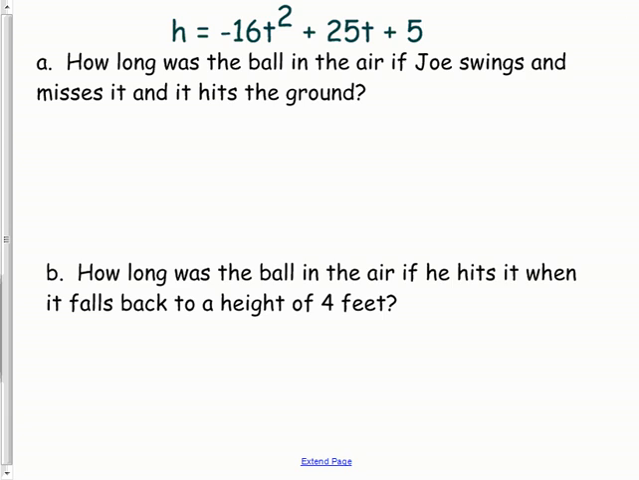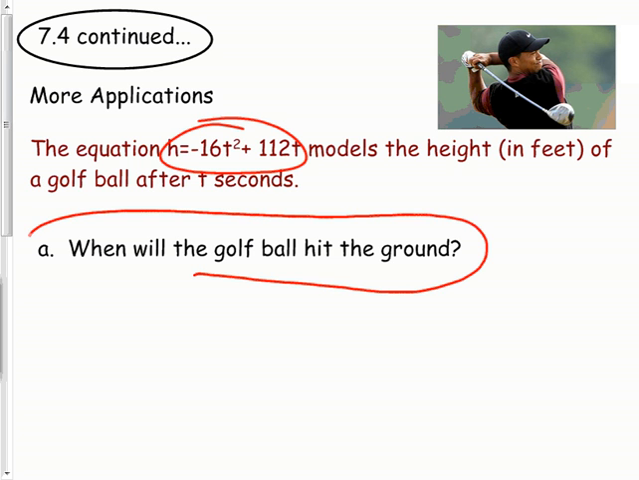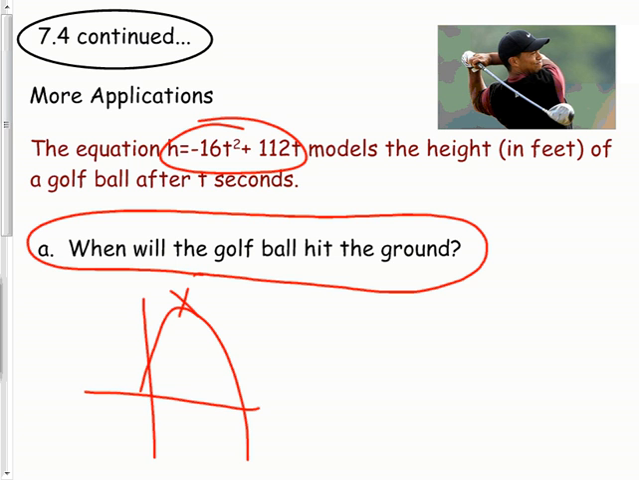Let's talk over this one right here. You type this into your calculator, and then you're probably going to use some either 0 or maximum to get the answer. When would the golf ball hit the ground? Do I want spot X or do I want spot Y? Spot Y. That spot right there. That's when it hits the ground. Because the height right there is 0, and this will be telling me a time. So you'll want to use the zeros thing to get that answer.